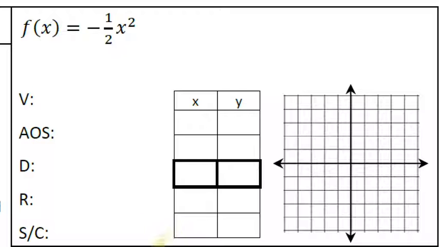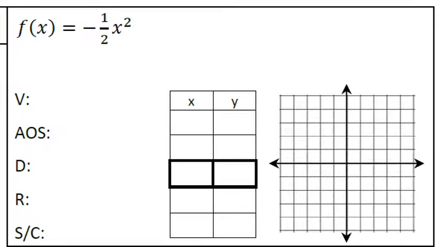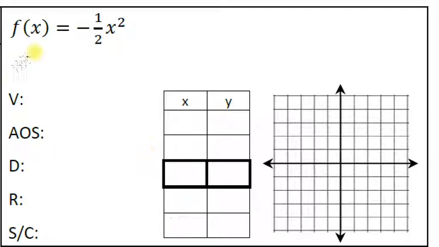F of x is equal to negative 1/2 times x squared. So step number 1, it says identify a, b, and c. Now take a look, class. We do have an a value. Let's write that down. A is equal to negative 1/2.